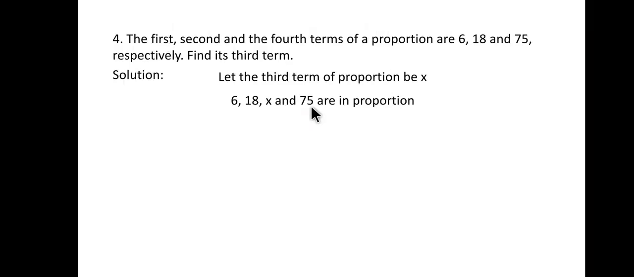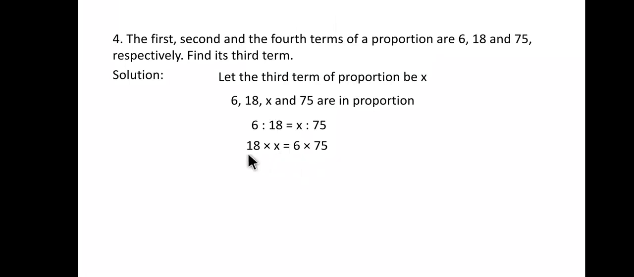So if they are in proportion, then we can write it according to their order as 6 being the first term, 18 second term, x as the third term and 75 as the fourth term. They form the proportion this way. So 6 is to 18 becomes equal to x is to 75. Now in the next step, we know that the product of the means equals the product of the extremes. So 18 into x is equal to 6 into 75.